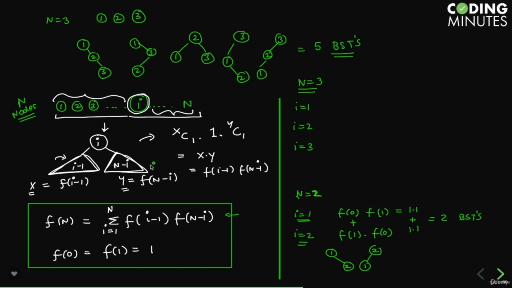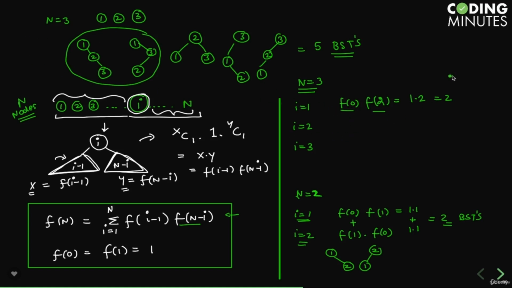So when I is 1, this formula becomes 1 minus 1, that is 0, into f of n minus I, that is 3 minus 1, that is 2. So f of 0 is 1 from the base case. F of 2 we have already computed. This is 2. So it becomes 2. This line basically represents when you have I equal to 1 as root node, you get 2 BSTs. And you can see these are the 2 BSTs that we are talking about. And f of 0 is 1.